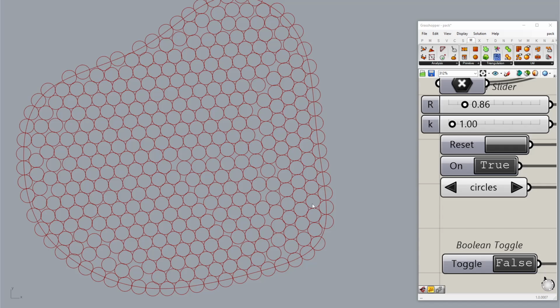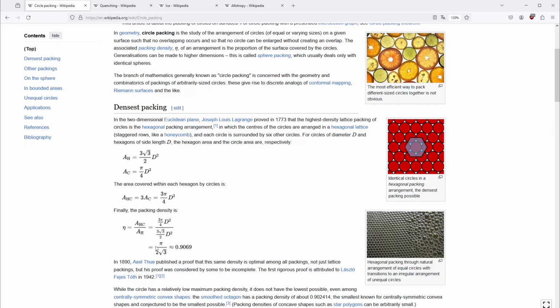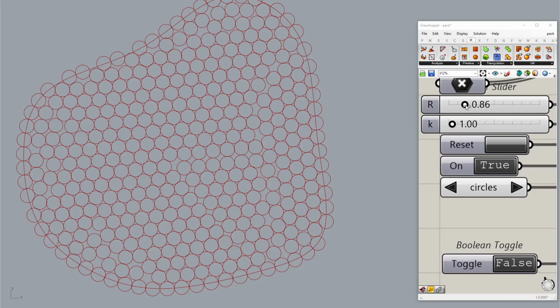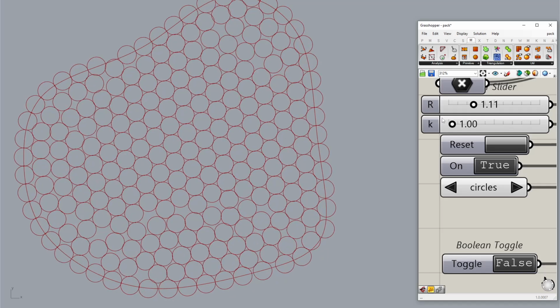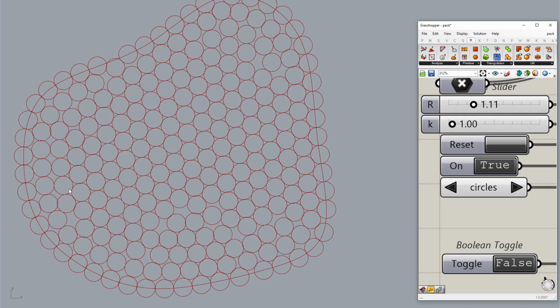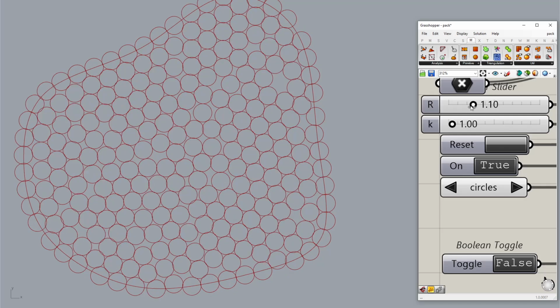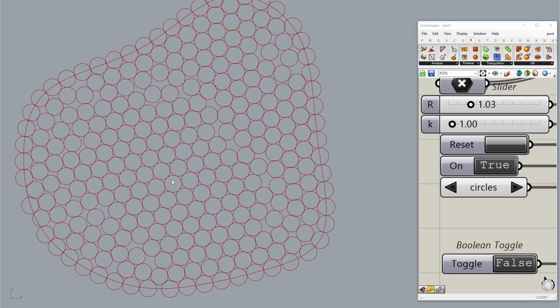So we need to use a formula that takes the area and divides it by the proper circle packing ratio, and we can find some formula on the web. When we have the correct formula, we can change our radius and still have not too few and not too many circles in our shape. And so the circles more or less touch each other, and it's a good circle packing.